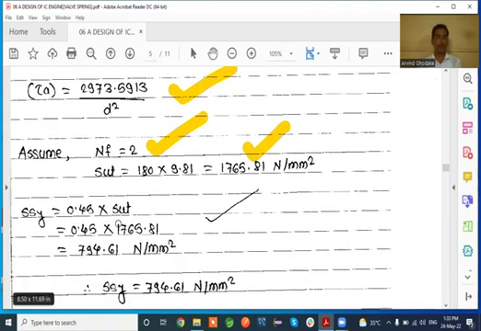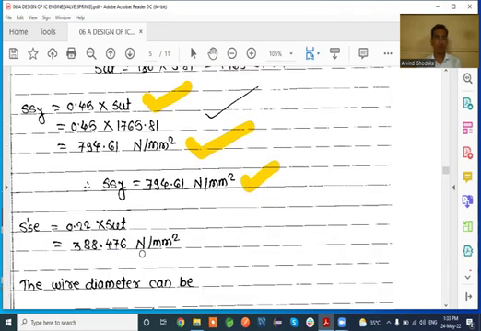Now Ssy is equal to 0.45 into Sut. Therefore, it will be equal to 794.61 Newton per mm square. Now S dash e is equal to 0.22 Sut. Therefore, it will be equal to 388.476 Newton per mm square.